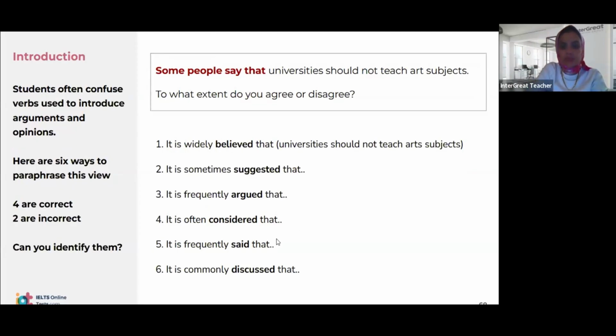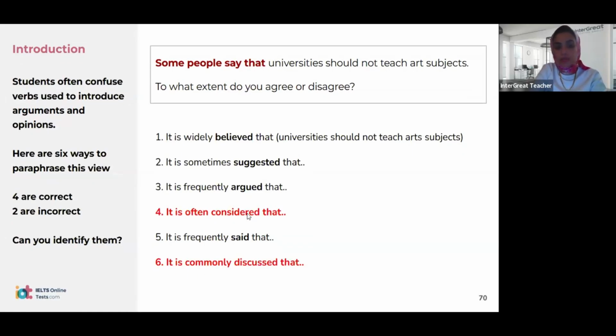Yeah, suggest is like advising, right? Argue. Some people argue. Okay, yes, argue is fine. Considered, it's often considered. What do you think of considered? Considered is incorrect. Discussed, it's commonly discussed. Yes, yes. So discussed is also fine. So the problems here, or the ones that are not correct, let's say considered and discussed.